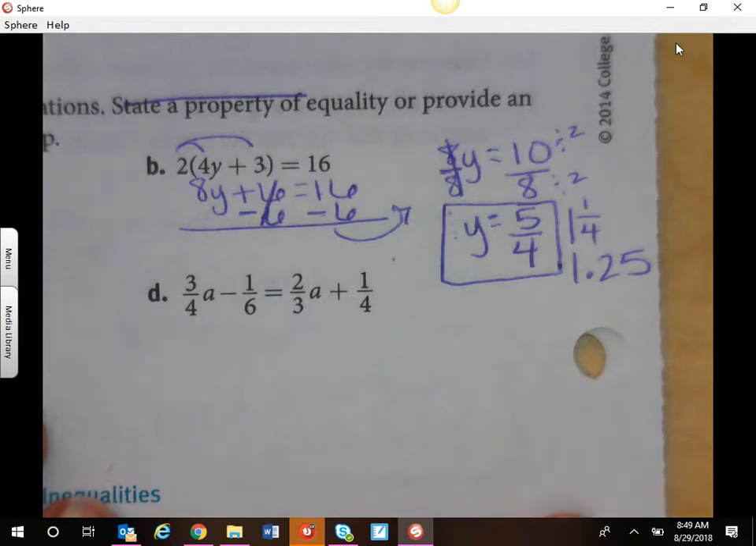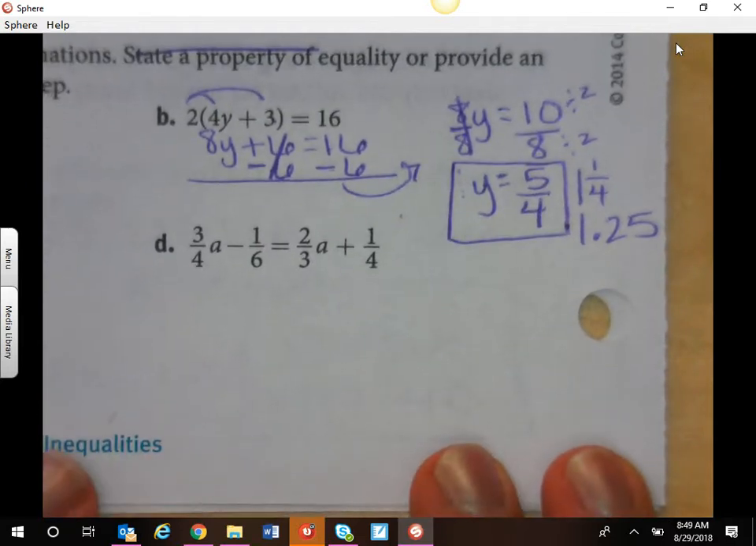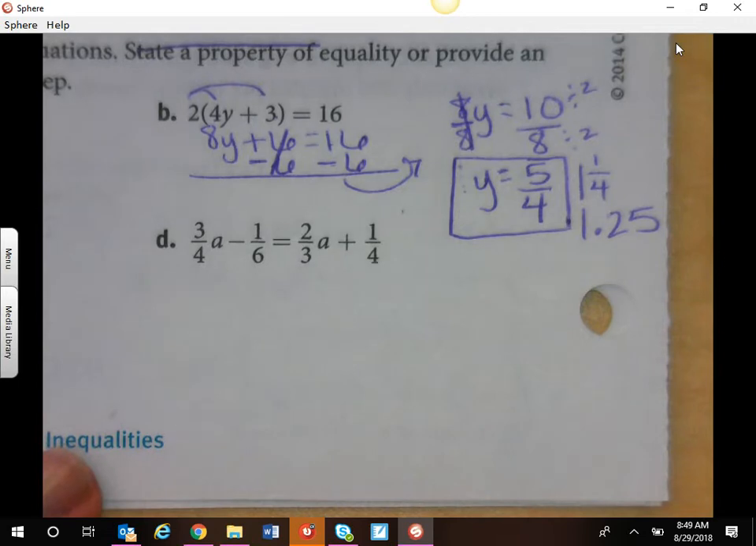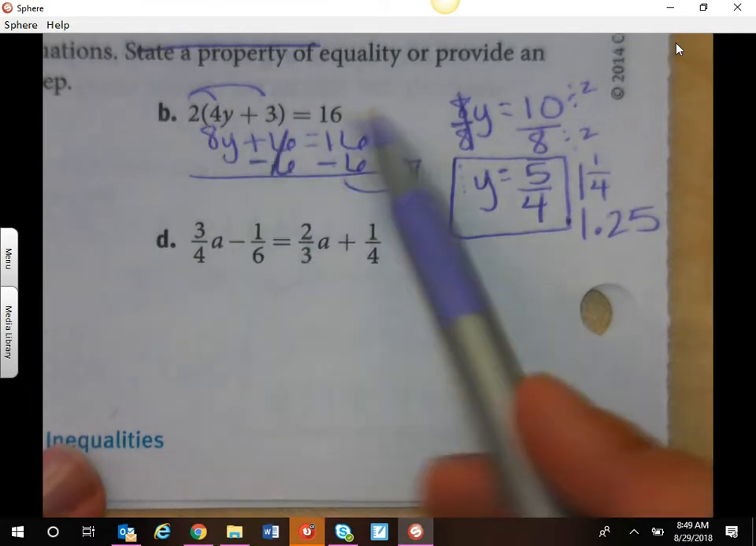Let's look at D. Now D is very ugly. And if you're what we call a fraction fraidy cat, this is going to be very intimidating for you. But I'm going to show you a way to get rid of fractions, so that then we're only dealing with whole numbers like this.